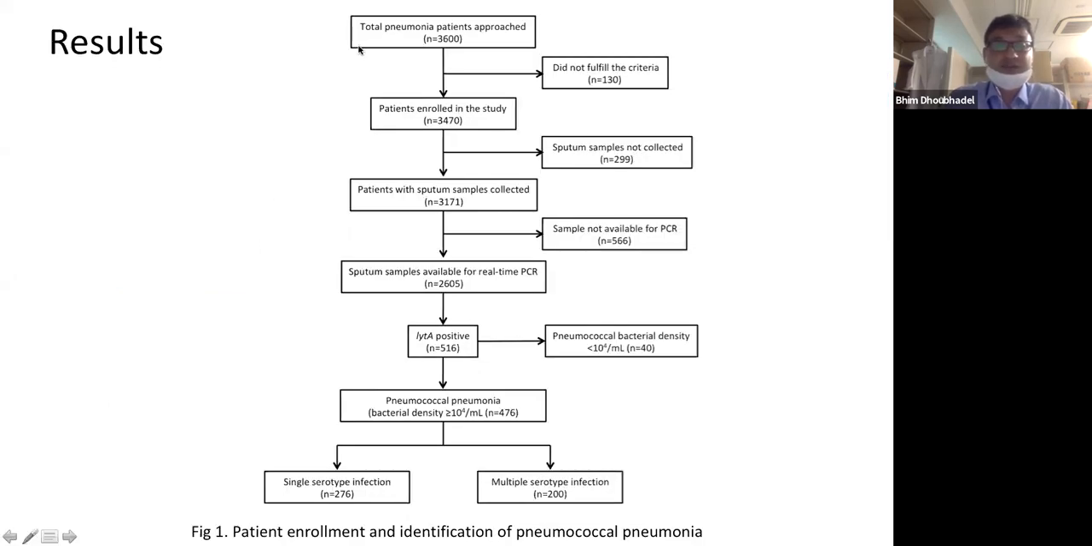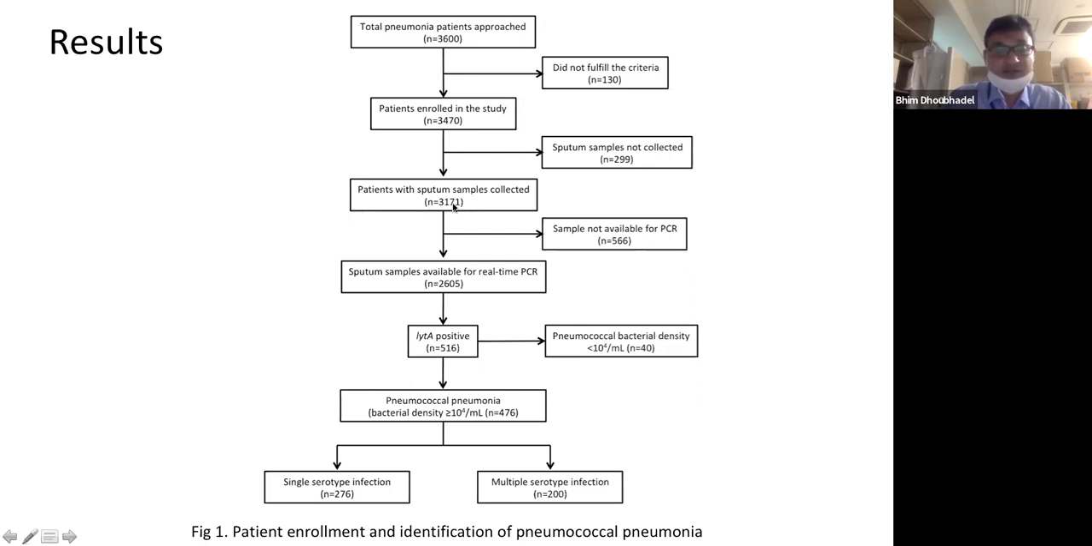During the study period, a total of 3,600 patients were approached, and then 130 patients did not fulfill the criteria, and 3,470 patients were enrolled in the study. And out of them, 299 patients did not provide sputum.